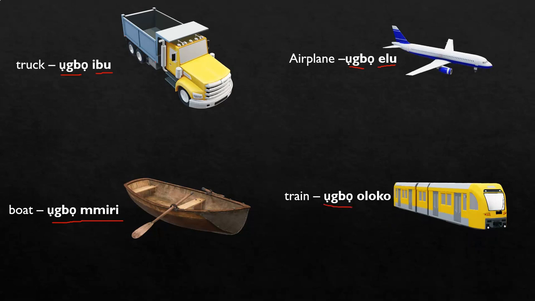Then we have here Ugbo Oloko, which is a train. Ugbo Oloko, which is a train.